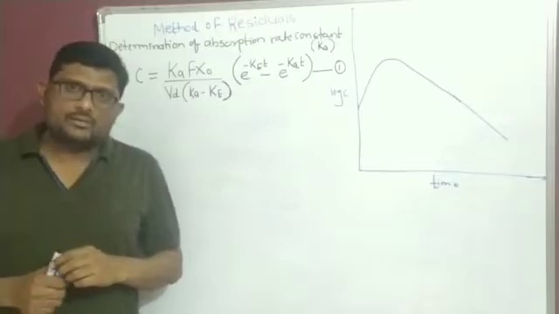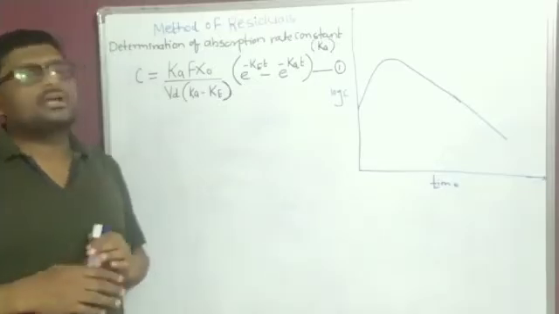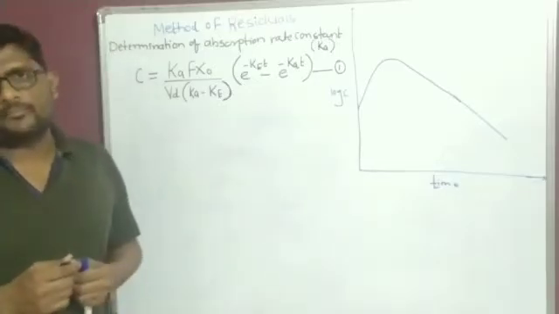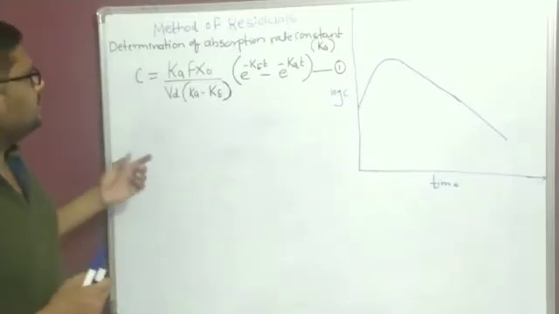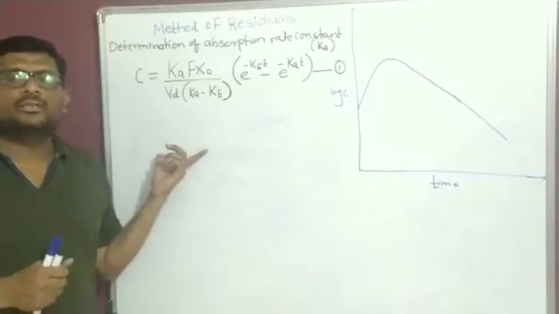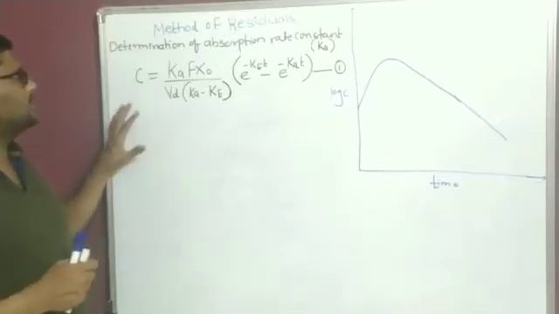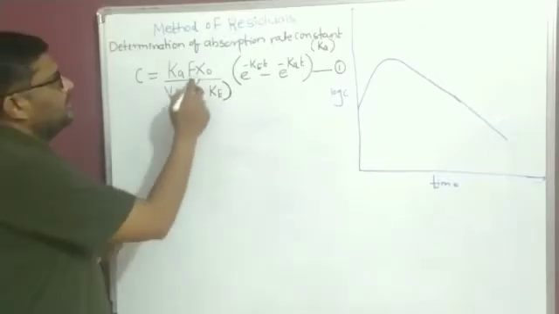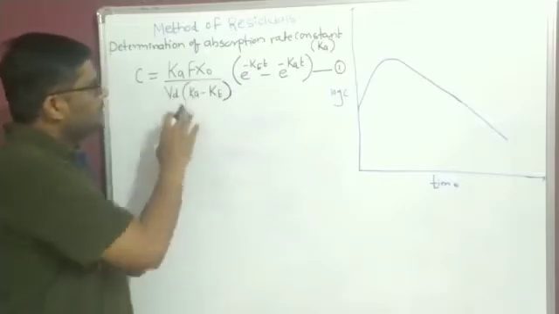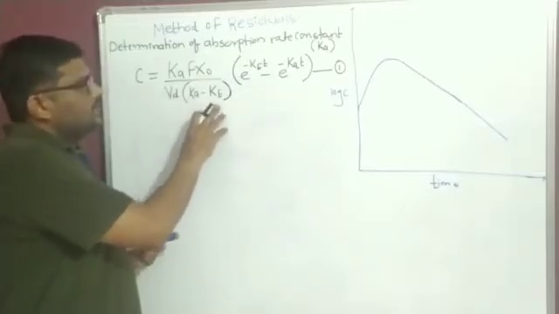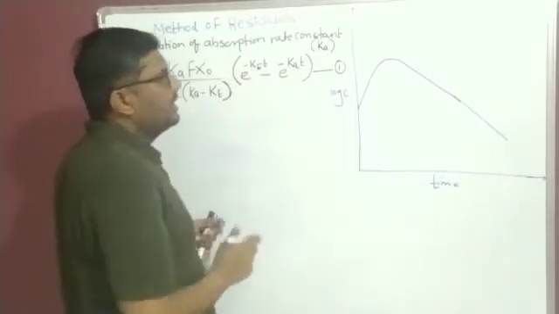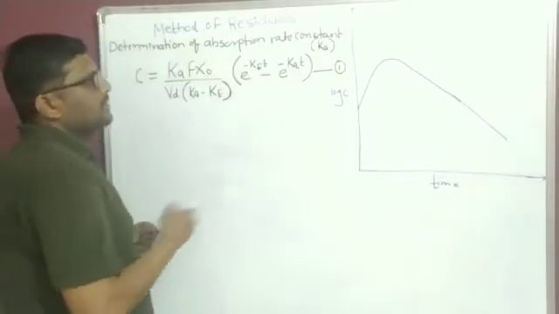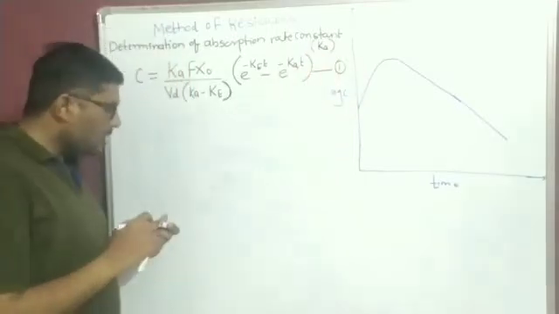For a drug which follows one compartment kinetics and is administered extravascularly, the plasma drug concentration is given by the equation C = (K_a F X0 / Vd (K_a - K)) (e^(-Kt) - e^(-K_a t)). Consider it as equation 1.